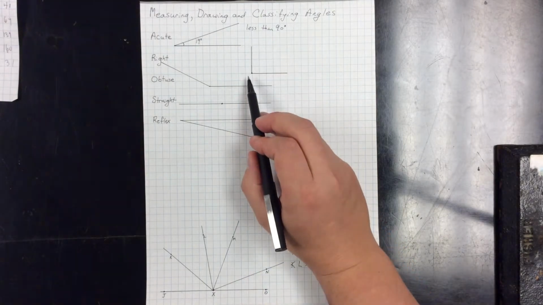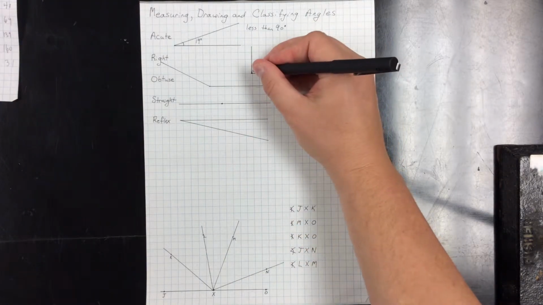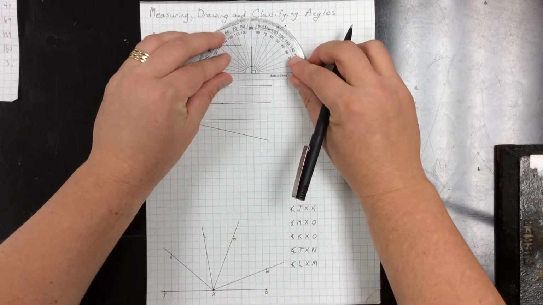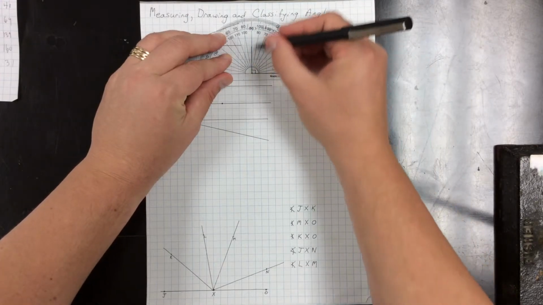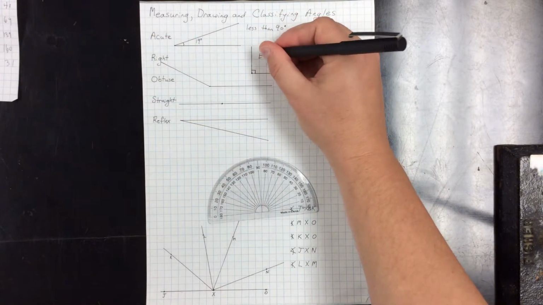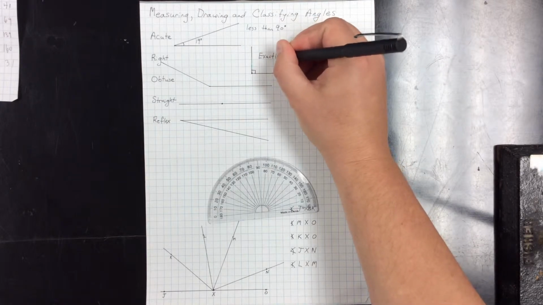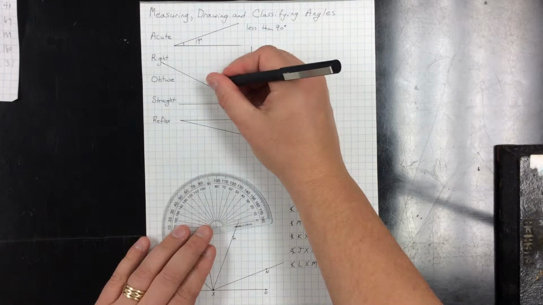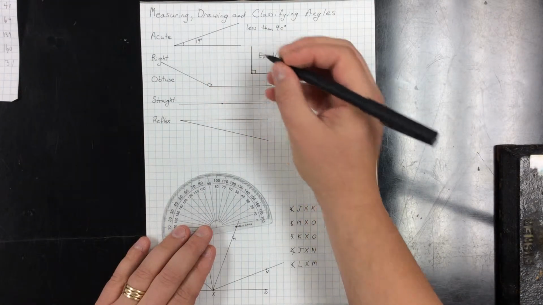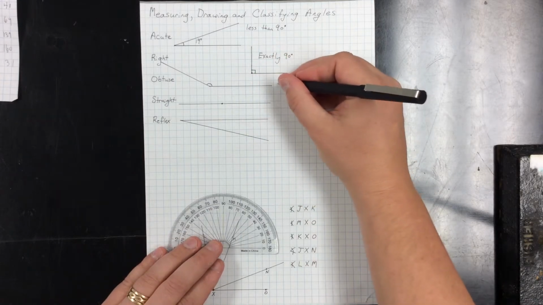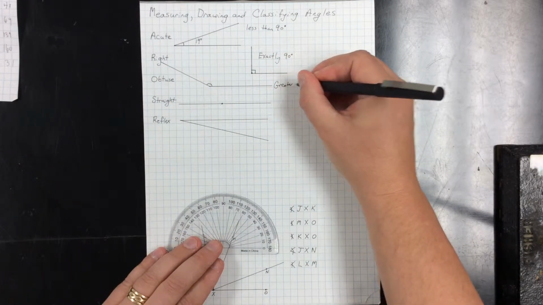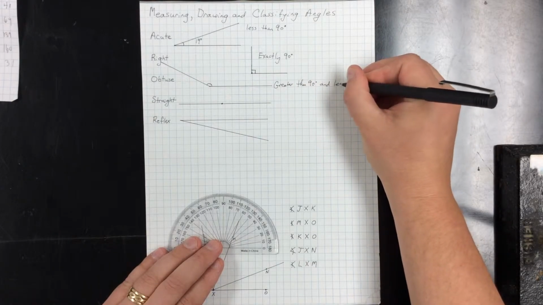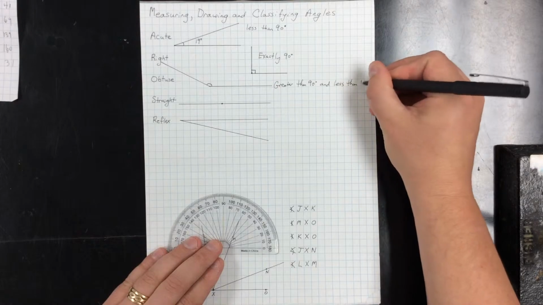The second type of angle is a right angle. If it's a right angle, we're going to symbolize it with a little square in the corner to square it off. A right angle should be exactly 90 degrees. Next is an obtuse angle, and that's an angle greater than 90 but less than 180 degrees. It's going to be greater than 90 degrees and less than 180 degrees.